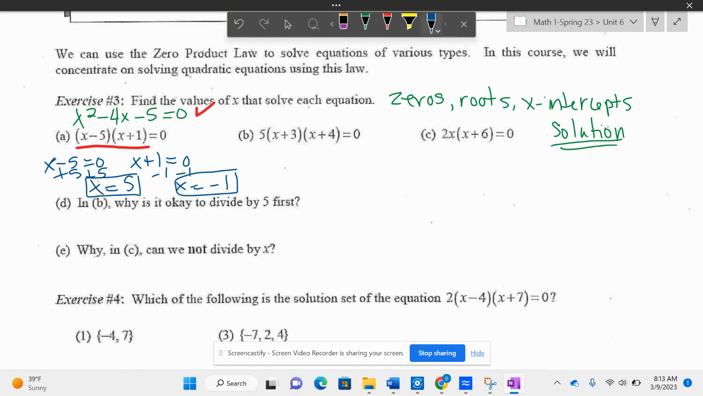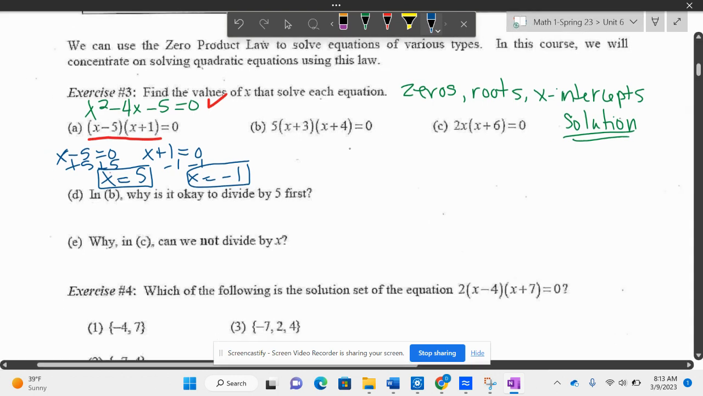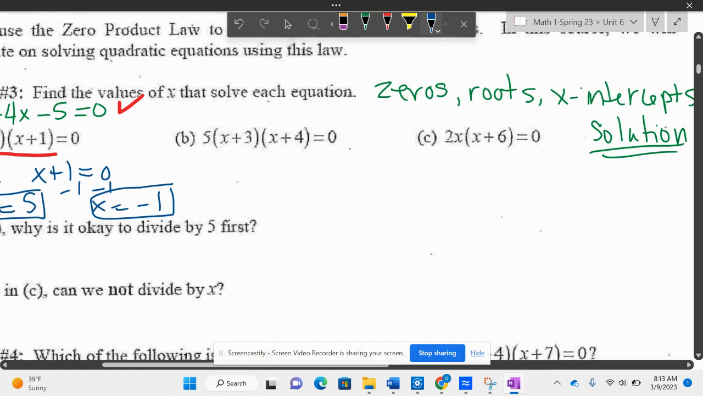All right, let's do example B. So the first thing that we have to do, we're trying to solve, right? We're trying to solve each one of these. What do I do with this 5 out front?